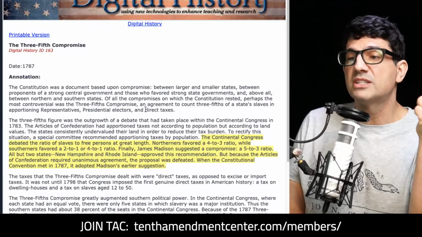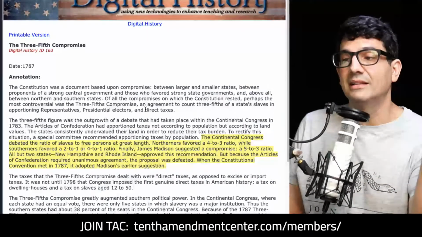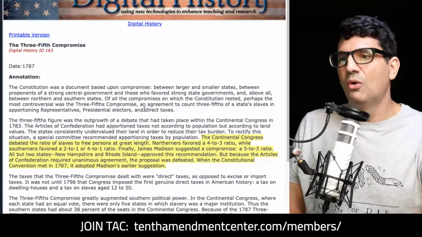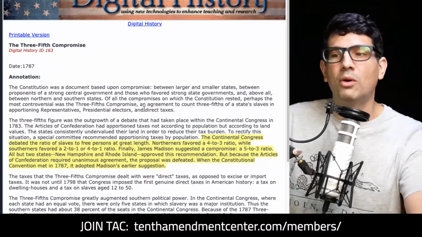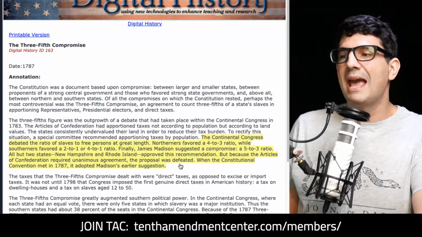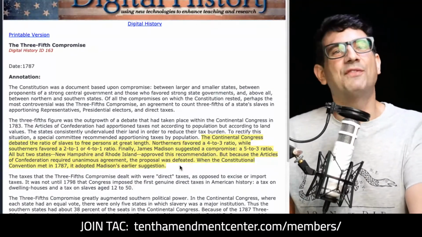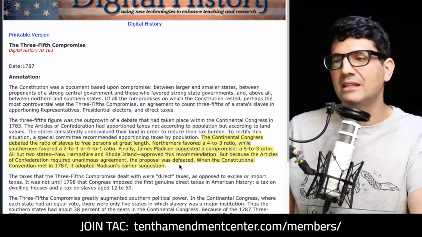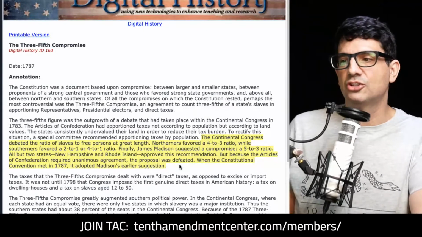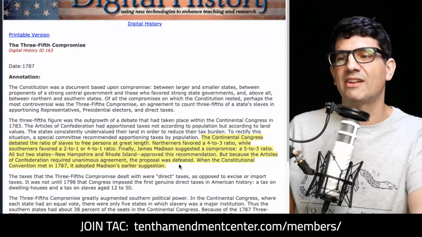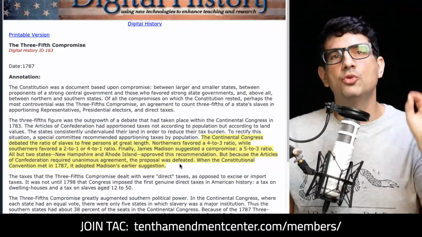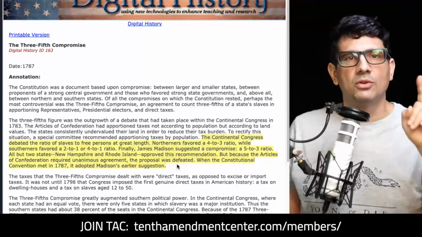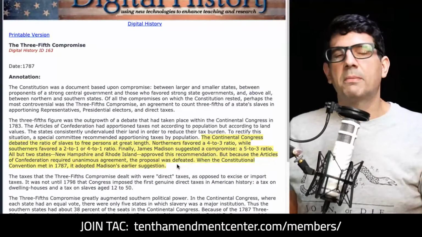So the Continental Congress debated the ratio of slaves to free persons at great length. Northerners favored a 4-to-3 ratio. I don't know why. While Southerners favored a 2-to-1 or 4-to-1 ratio. Finally, James Madison suggested a compromise, a 5-to-3 ratio. All but 2 states, New Hampshire and Rhode Island, approved this recommendation. But, and here's an interesting part of the Articles of Confederation, they required unanimous agreement. One single state could block an amendment. So, unanimous agreement under the Articles. The proposal then was defeated.